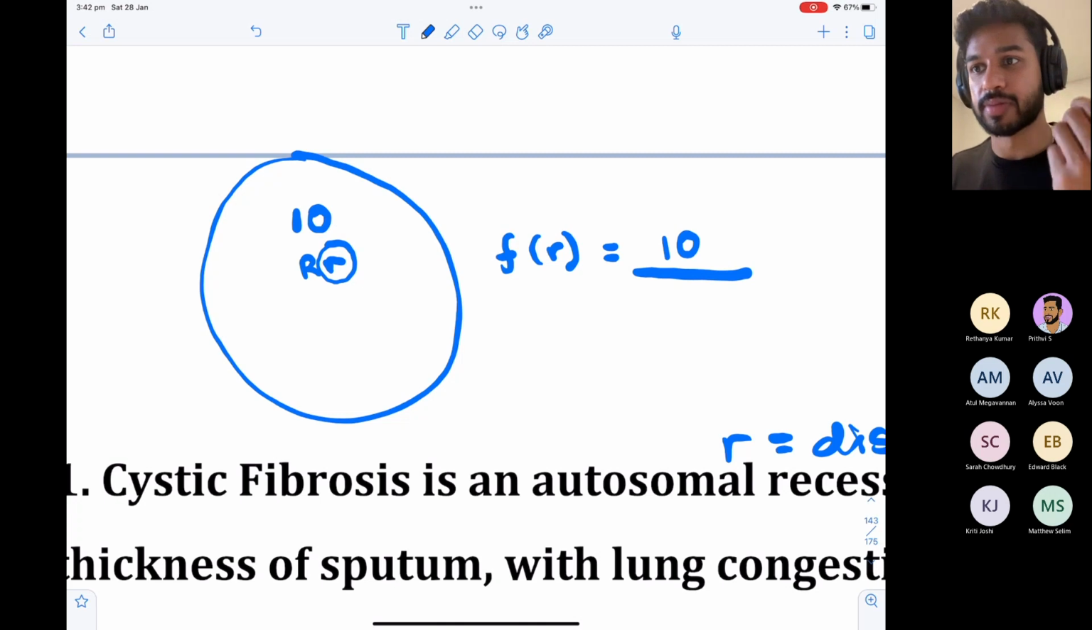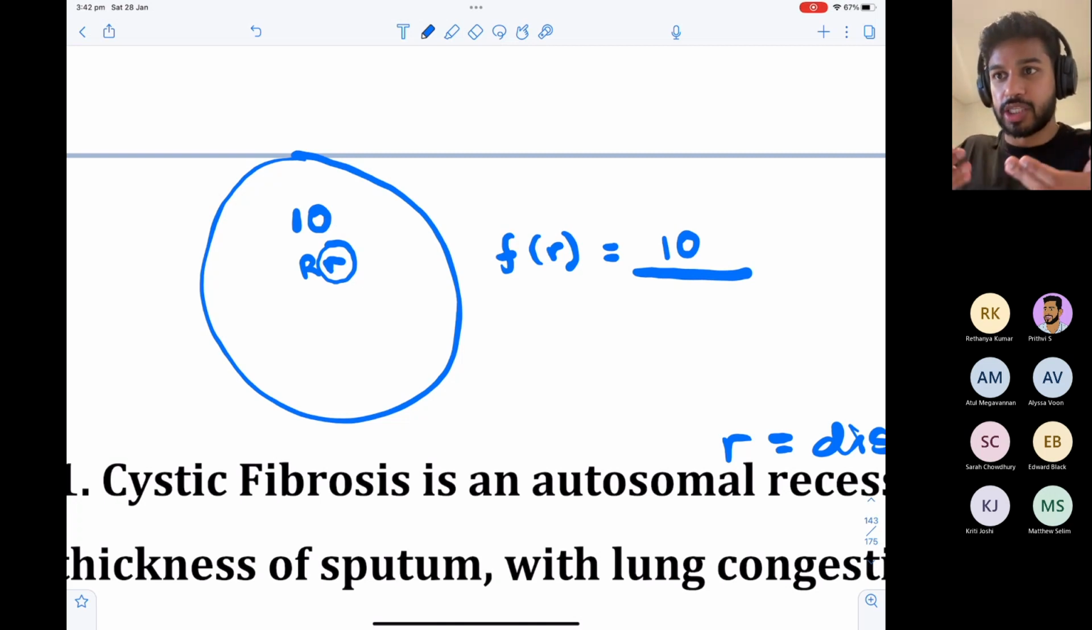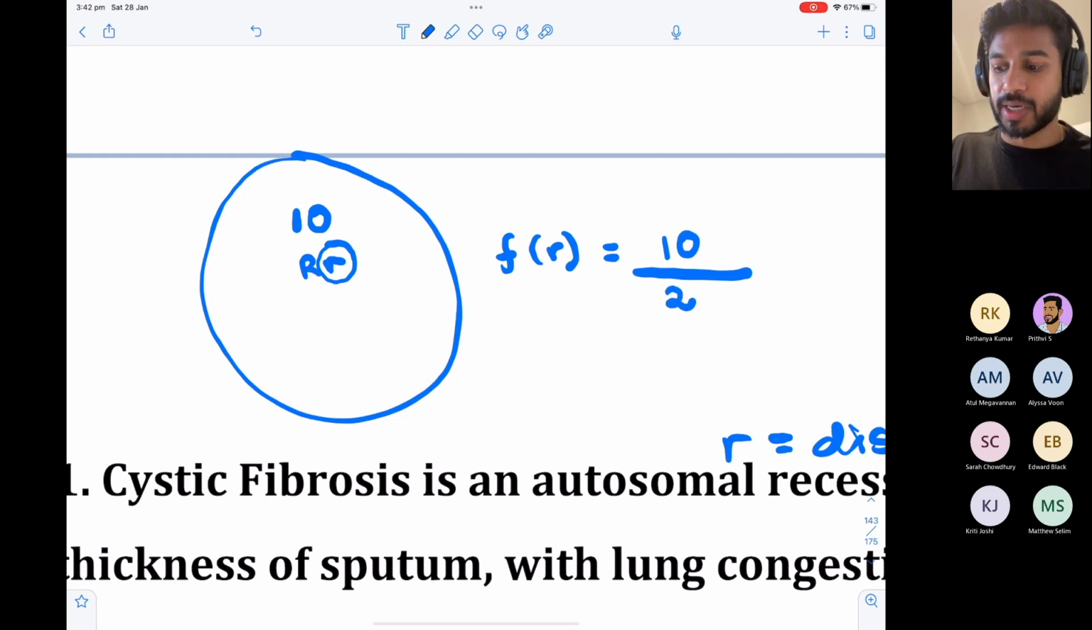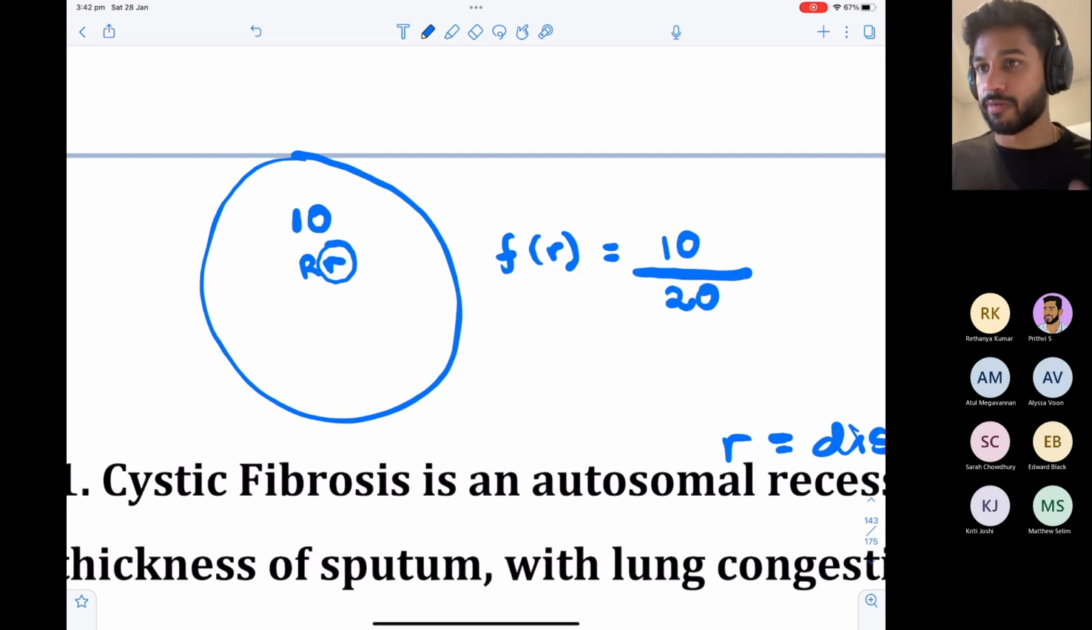How many times did this little r appear in the population? 10 times, because each person is carrying one little r letter. But how many total letters are there in this alphabet soup? Well, every person is holding 2 letters, a big R and a little r. So it'd be 10 divided by a sample space of 20. So the allele frequency of little r is a half or 50%.